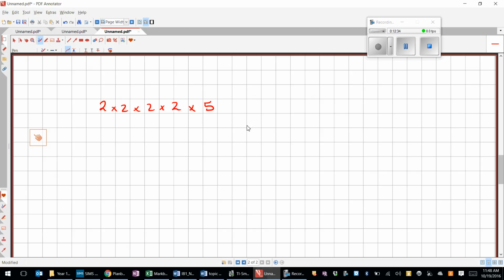2 to the power of 4 times 5. Would either way be right? No, it said in index form. There were 2 marks if you did that.